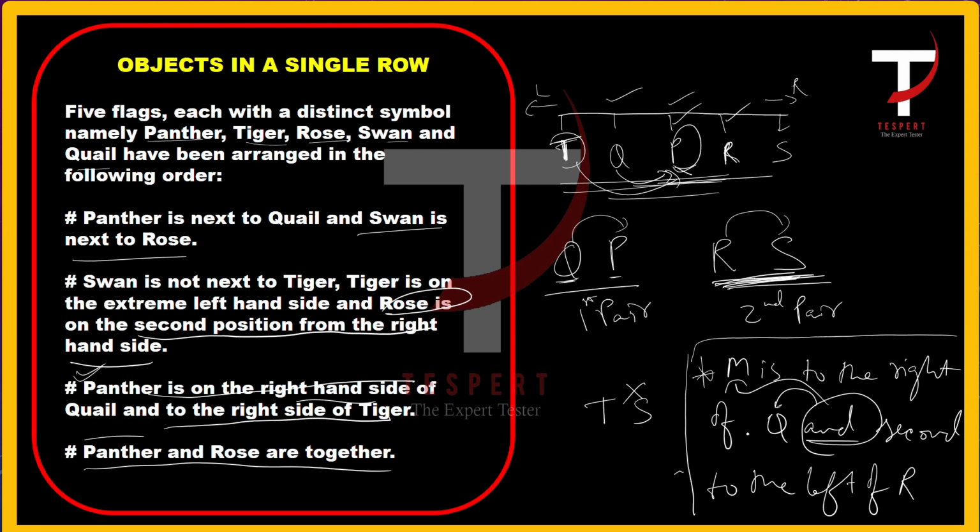So here M is the first person, right? First person, and Q is the second person. So N refers to whom? N refers to the first person. So the literal meaning of this is M is to the right of Q and M is second to the left of R. So N refers to the first person.